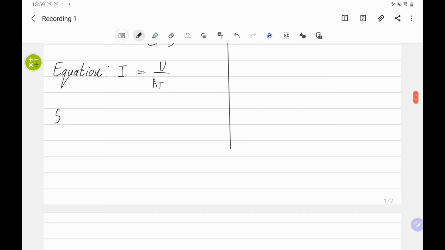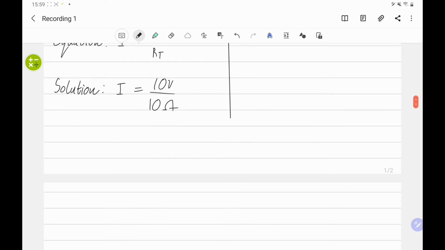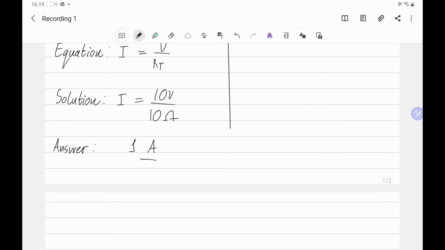Now the solution. The solution is not our final answer. The solution is current, or I, equals 10 volts over 10 ohms. We inputted our values in the solution. And our final answer is going to be 1 ampere. The A here stands for ampere. Ampere is the measuring unit for current.